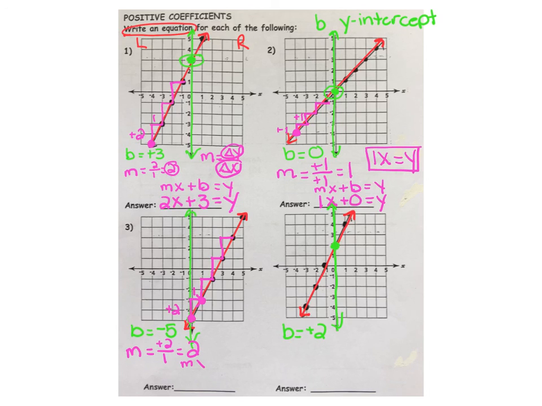So we know when we write our equation mx plus b equals y, it should be 2x. Now your intercept is minus 5 equals y. Complete the last one on your own and check your work against the answer key when you're done.